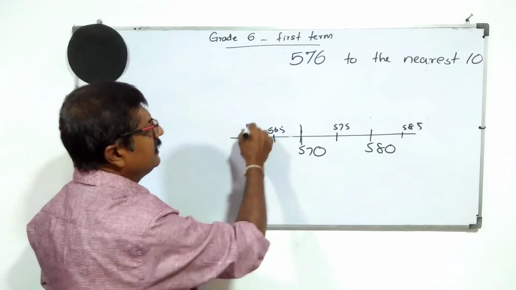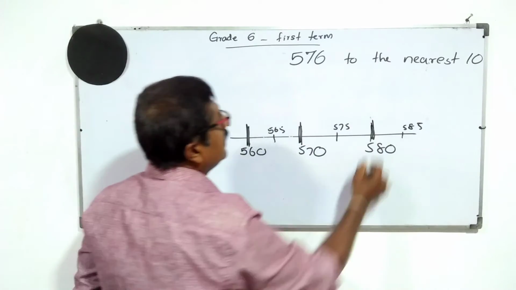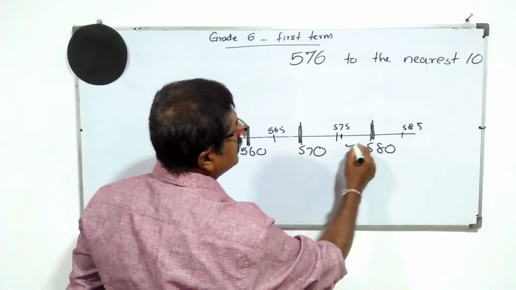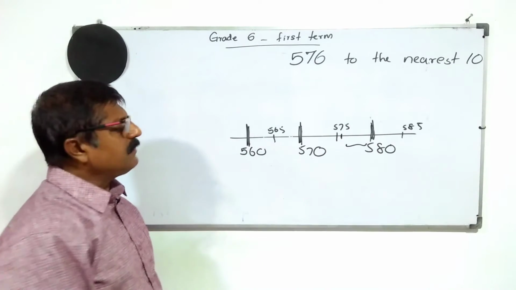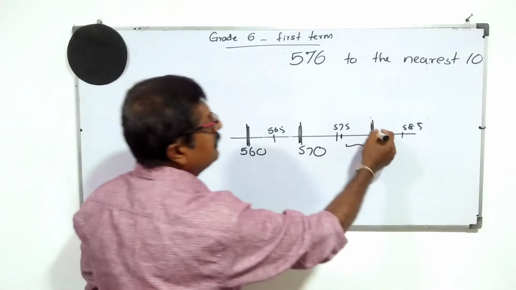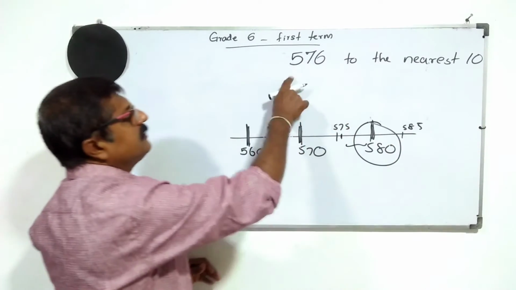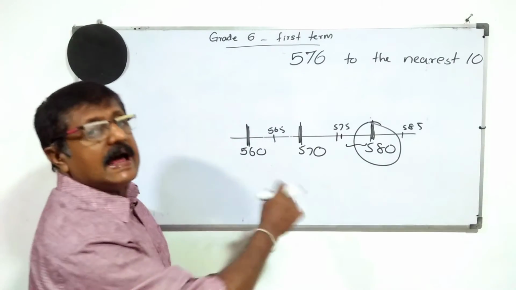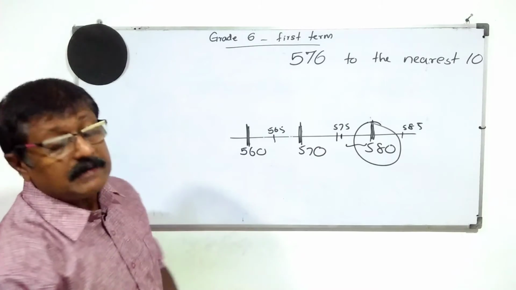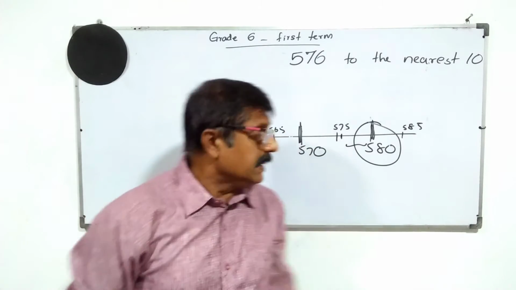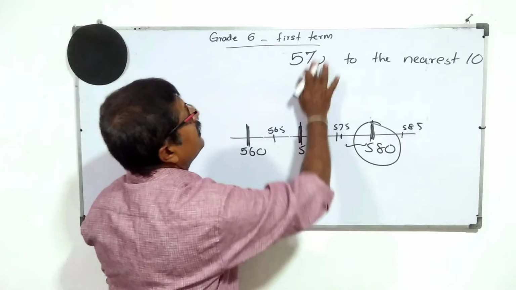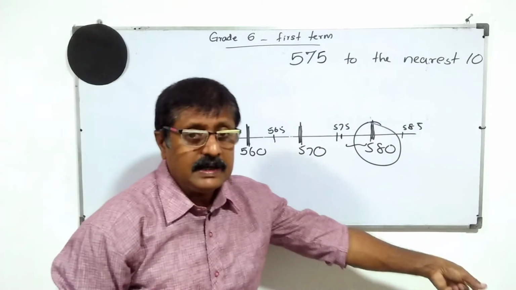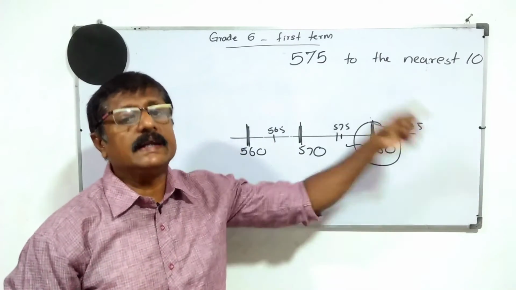Then to the nearest 10, 576 is closer to 580. Therefore, when you round off, it must be 580 because it is nearer to 580 than 570. But at this moment, I would like to remind you of another thing. If this number comes, 575, which lies in the exact middle, then put it to the upper side, to the greater side.